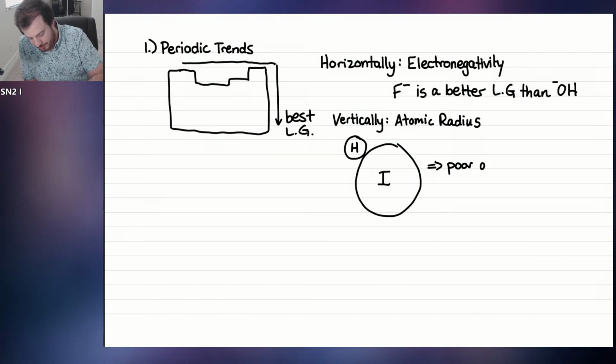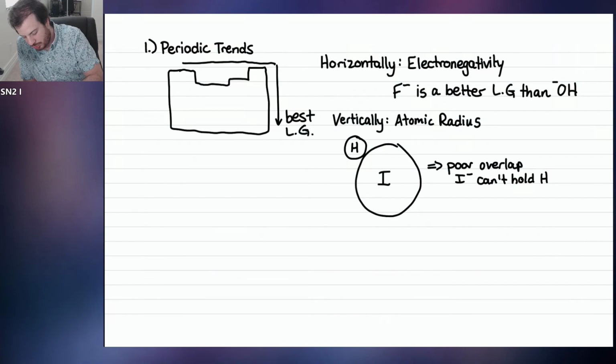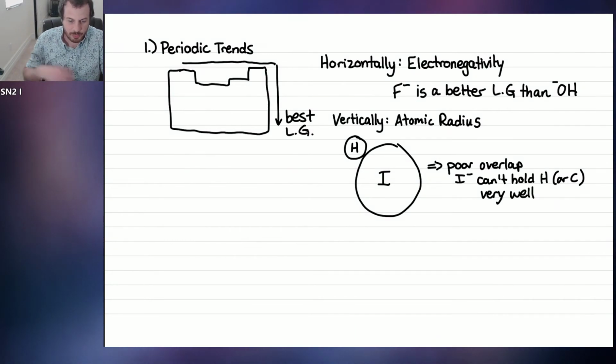Poor overlap. I minus can't hold H or carbon very well. Okay, obviously, the weaker the leaving group holds onto the carbon, the easier it's going to be to leave. So if you have a really big, dumb leaving group, it's a great leaving group because it just gets knocked off so easily by even the weakest of nucleophiles. So big is good for a leaving group.